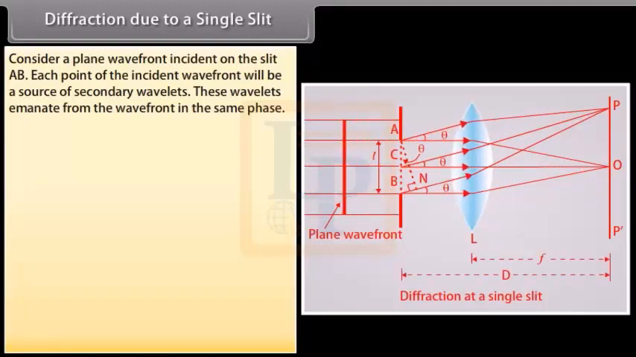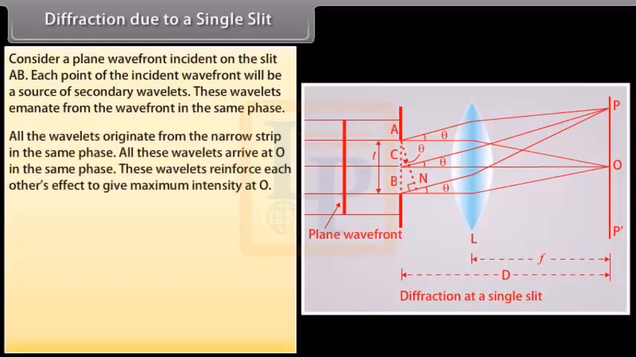To understand the formation of central maximum, the slit can be imagined to be divided into a number of very narrow strips of equal width parallel to the slit. All the wavelets originate from the narrow strip in the same phase. All these wavelets arrive at O in the same phase. These wavelets reinforce each other's effect to give maximum intensity at O.